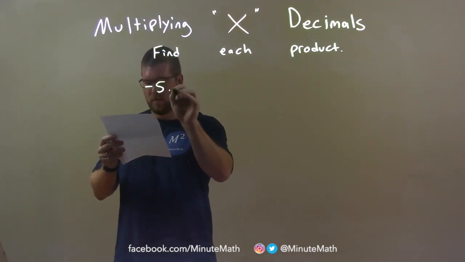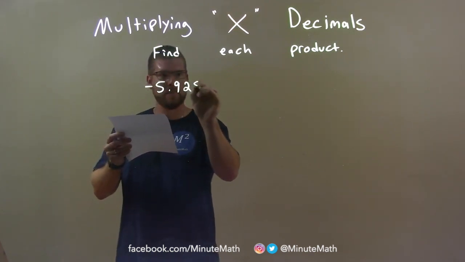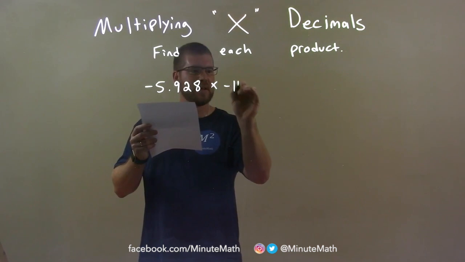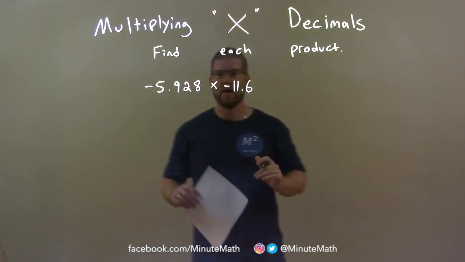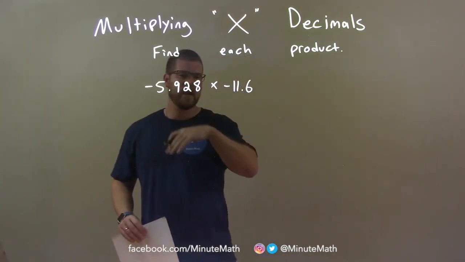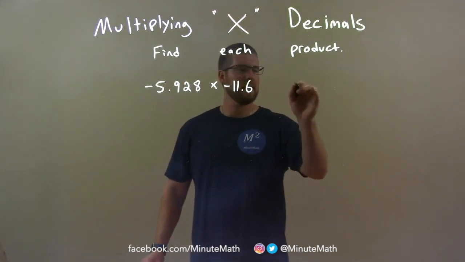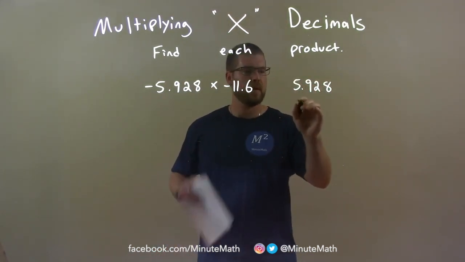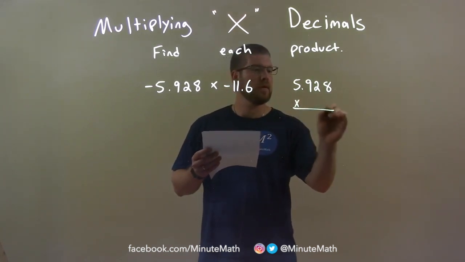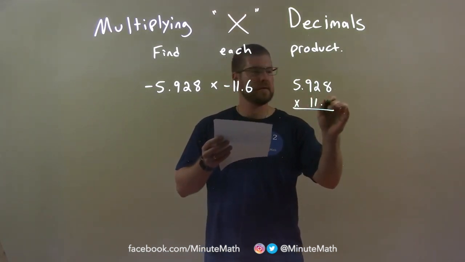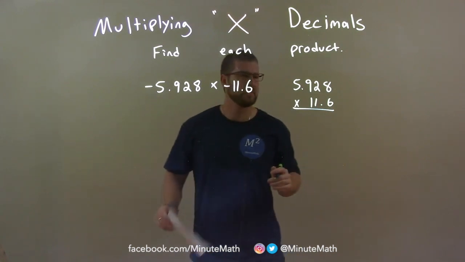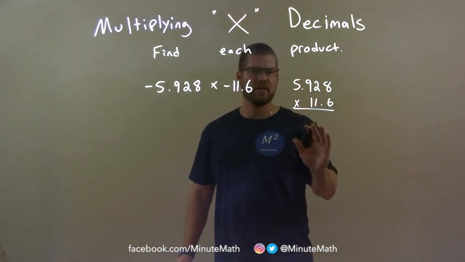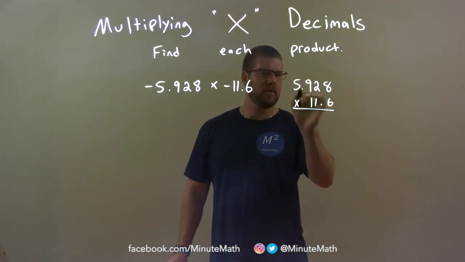Negative 5.928 times a negative 11.6. Okay? Well, I'm going to ignore the negatives right now, and I'm going to multiply it like this. 5.928 times 11.6. Okay? So, ignore the decimals as well, but we're going to leave them written right there.